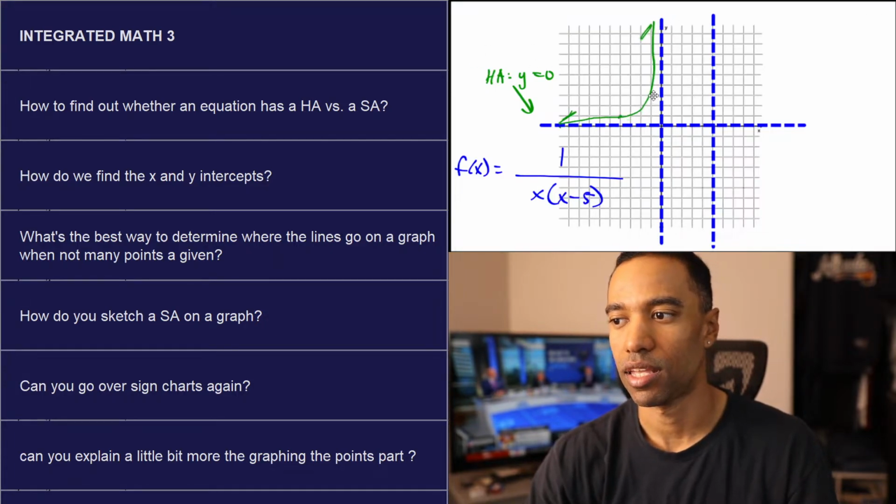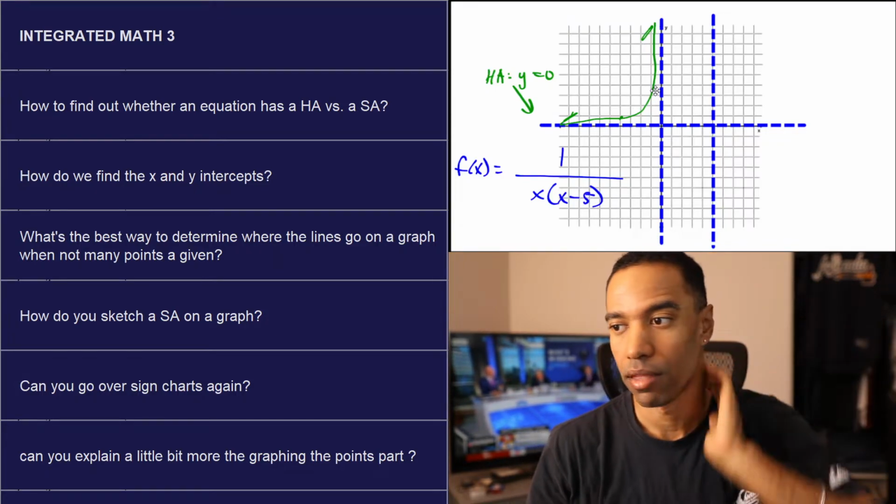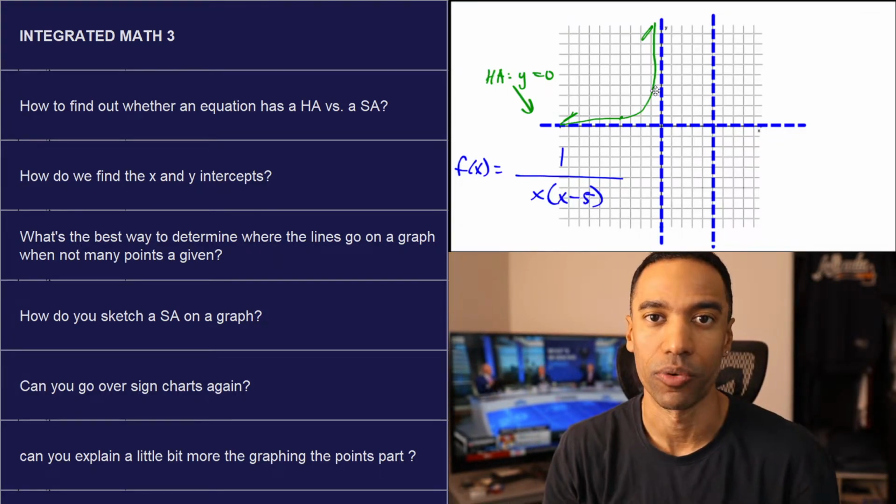And that's the idea of a sign chart. I don't have to draw the chart itself. I just have to plug in a number and see what the sign is.